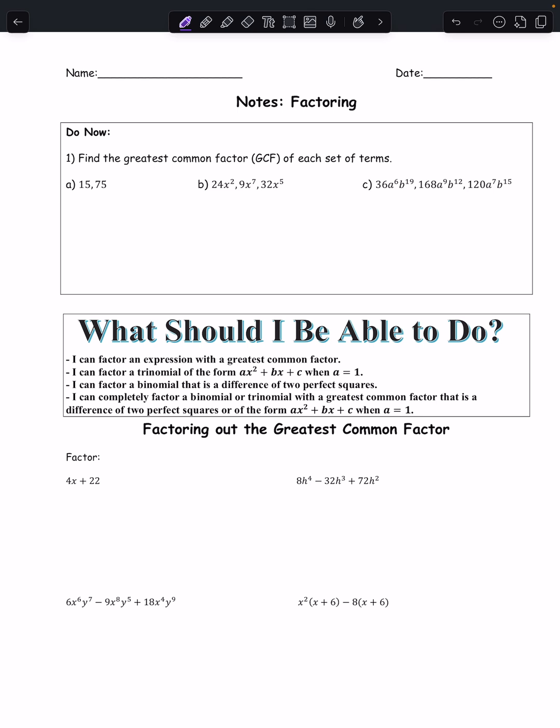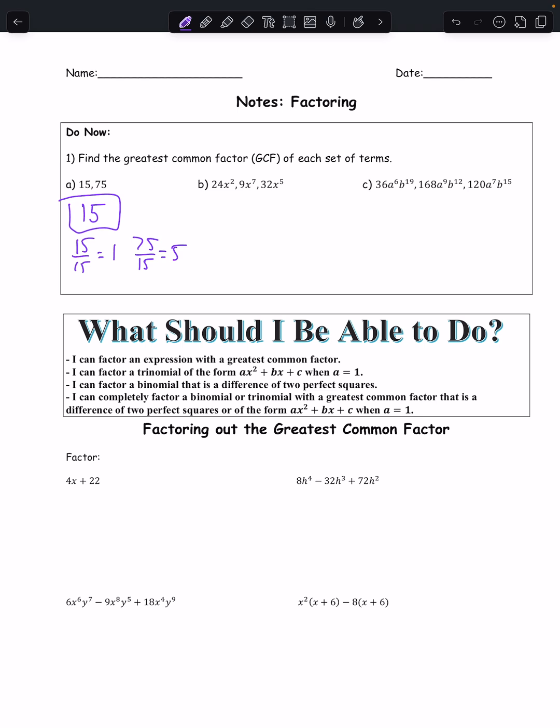So for A, I know 3 and 5 are common factors, but the greatest common factor of 15 and 75 is just 15, because 15 divides 15. 15 divided by 15 is 1. And 15 also divides 75. 15 times 5 is 75. So our greatest common factor for A is 15.